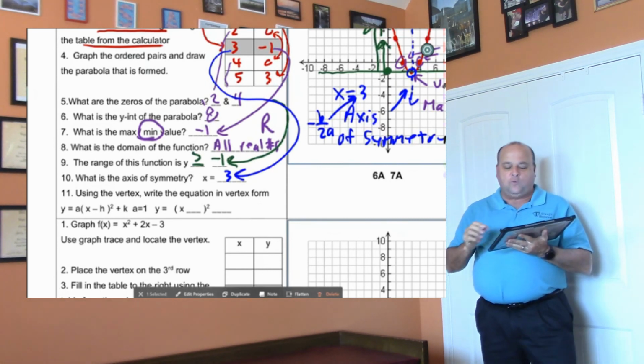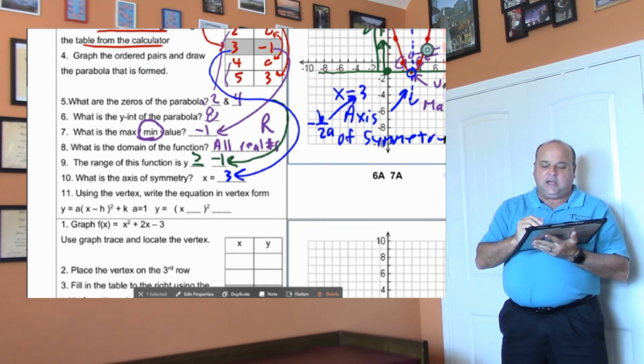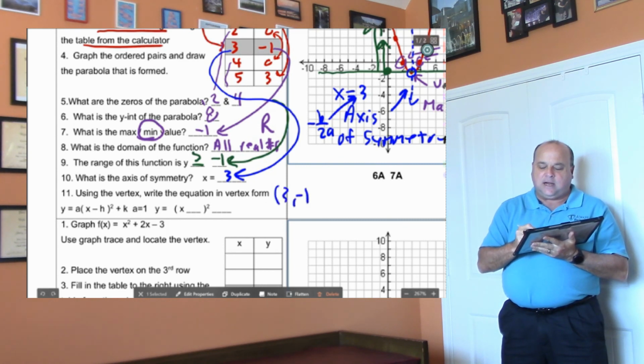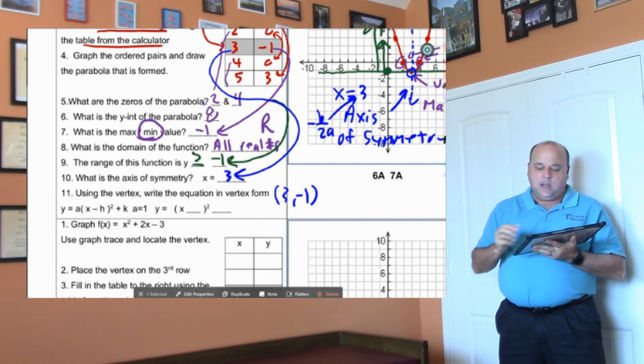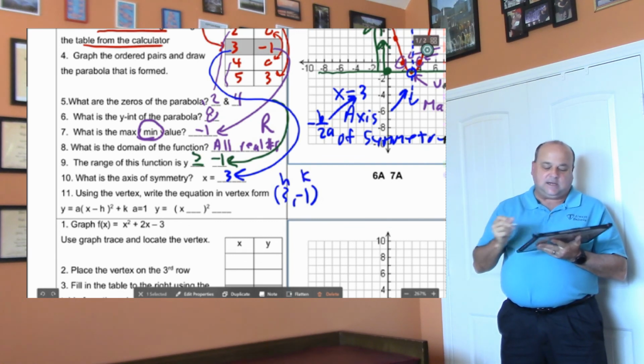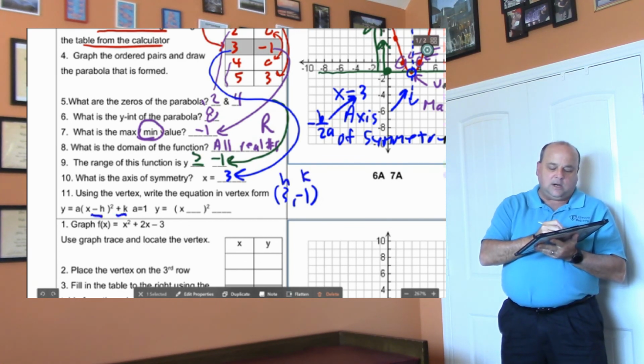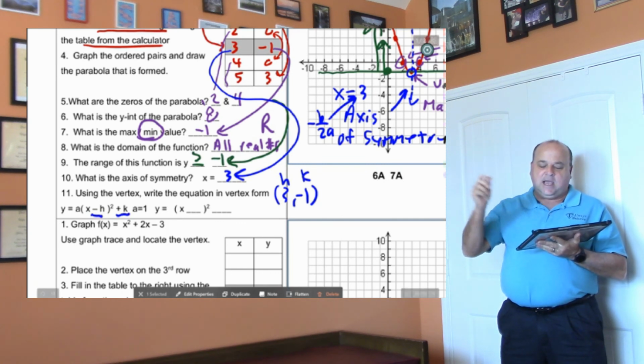Then vertex form. Write down the vertex. The vertex is 3 comma negative 1. The vertex is the ordered pair in the gray shaded part. This is the H, this is the K. This goes here and here. Notice that the H is 3.